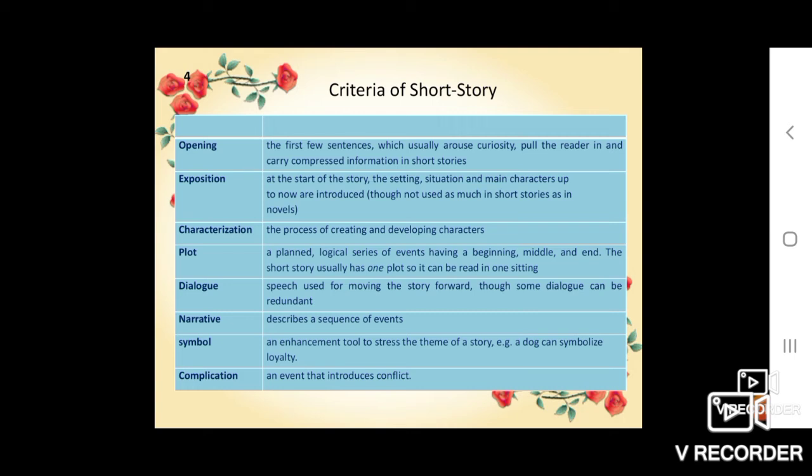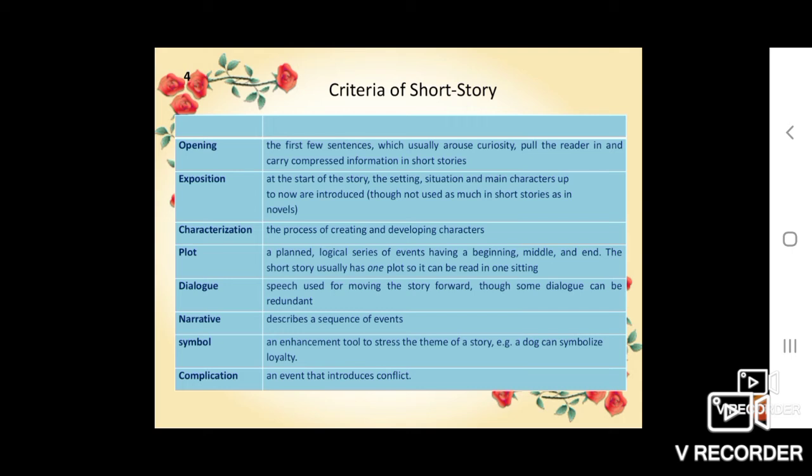After that, the next criterion is characterization, the process of creating and developing characters. It totally depends upon your imaginative power, your observation, your higher thinking process and your experiences, so that you need to create different characters. And the fourth one is the most important factor, that is plot.